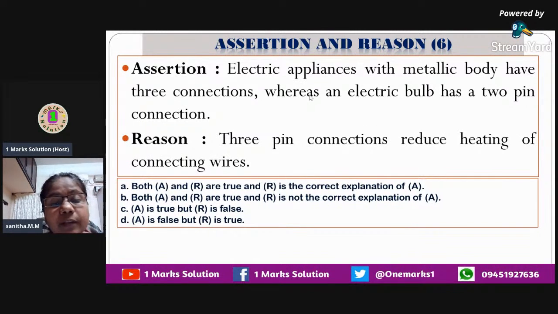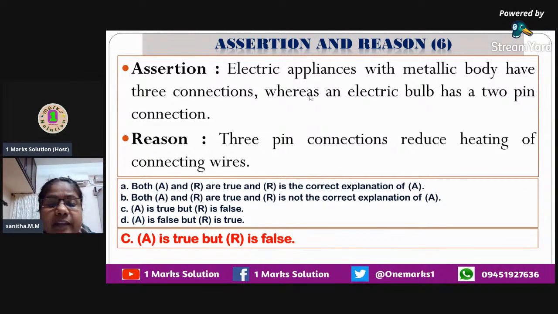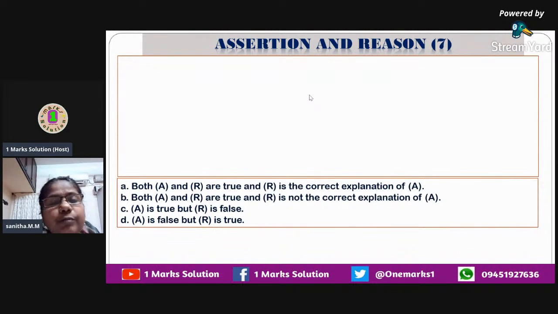What about the reason? A 3-pin connection reduces heating of connecting wires. Is it so? Just think about it. In a 3-pin connection, why are we using the third pin for grounding, for earthing? What do you mean by that actually? What is the use of earthing? If any extra voltage or current comes, or a short circuit occurs, what will happen? The charges will directly flow to the earth, and the earth is ready to accept all these charges, right? So here the assertion is correct, the reason is false. So which is the option? Option C. Now we can go for the 7th one.